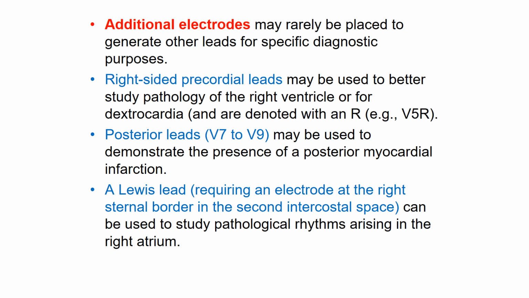Posterior leads, V7 to V9, may be used to demonstrate the presence of a posterior myocardial infarction. A Lewis lead, requiring an electrode at the right sternal border in the second intercostal space, can be used to study pathological rhythms arising in the right atrium.